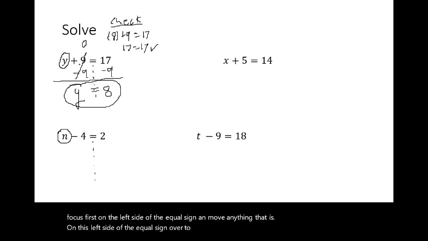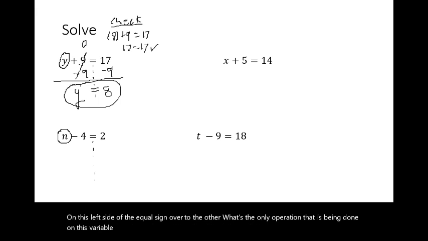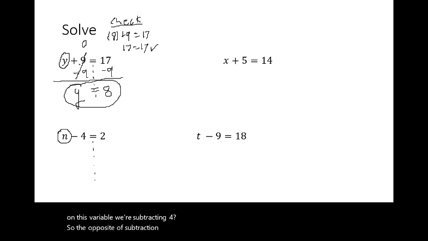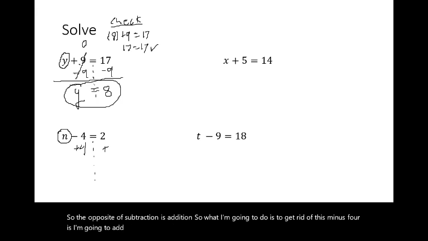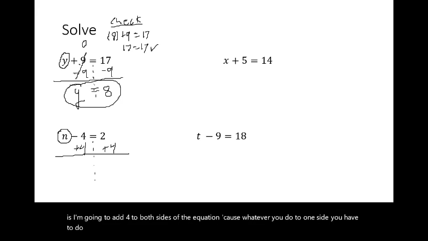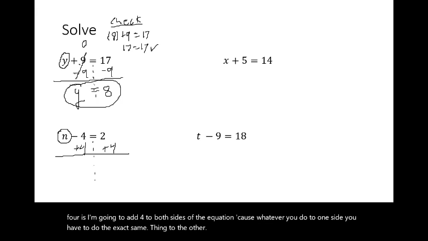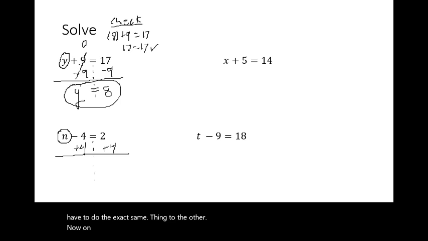So what's the only operation that is being done on this variable? We are subtracting 4. So the opposite of subtraction is addition. So what I'm going to do to get rid of this minus 4 is I'm going to add 4 to both sides of the equation. Because whatever you do to one side, you have to do the exact same thing to the other. Now on the left, negative 4 plus 4, opposites add up to 0. And then n plus 0 is just n.